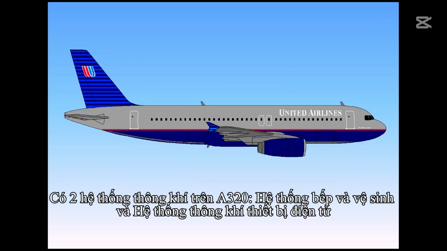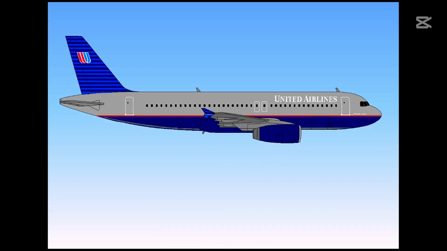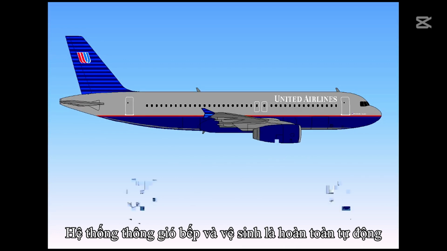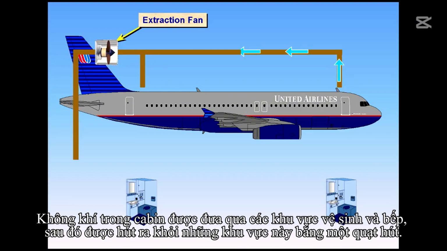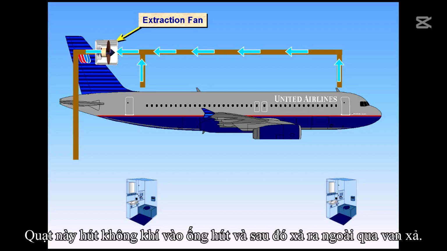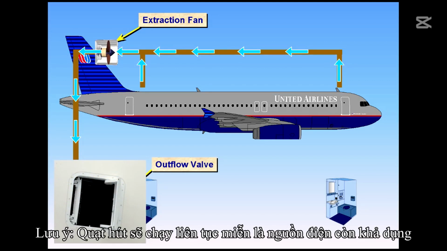There are two ventilation systems on the A320, the lavatory and galley system and the avionics ventilation system. The lavatory and galley system is completely automatic. Cabin air is passed through the lavatory and galley areas and is removed from these areas by an extraction fan. The fan pulls air into an extraction duct and then releases it overboard through the outflow valve. Note, the extraction fan runs continuously provided electrical power is available.